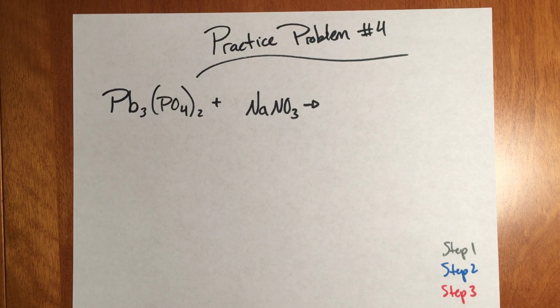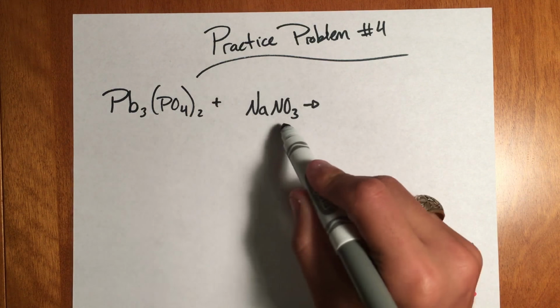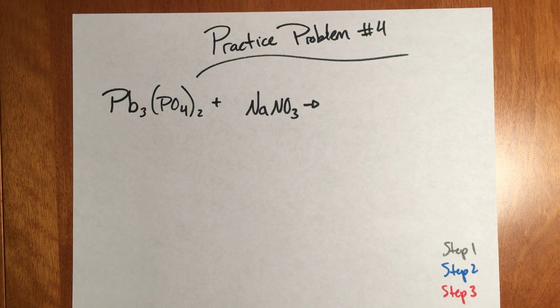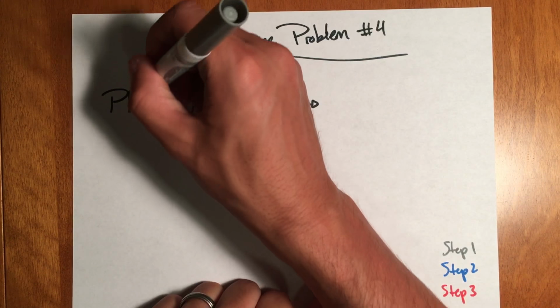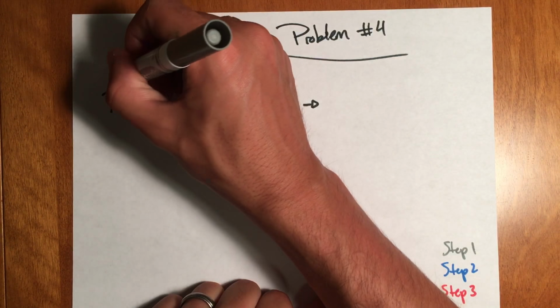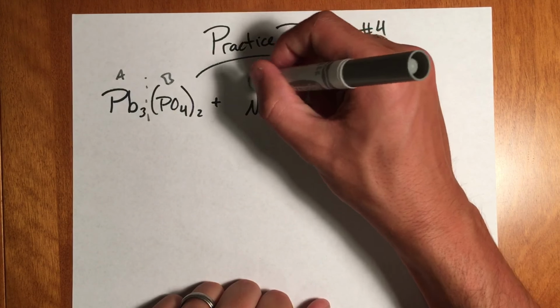All right, so here's our fourth and final practice problem. This one might look a little bit more difficult to you because we've got polyatomic ions here. Remember, they act the same in a chemical reaction, so they're gonna move together. So first step, as always, figure out what type of reaction it is. So in this case, we can split it up there and there, which is another double replacement reaction.